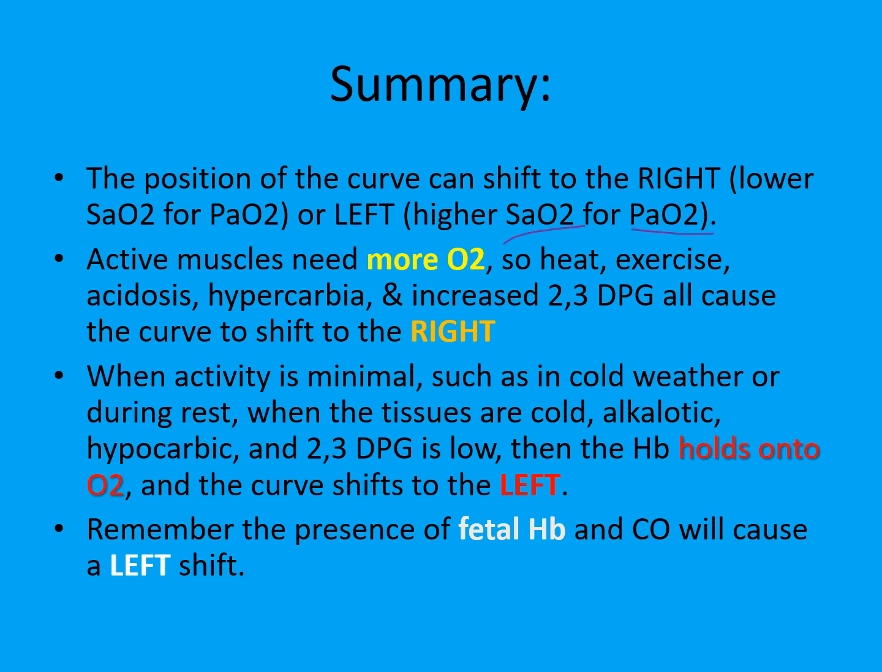Active muscles, they're going to need a lot more oxygen, right? If you're running up and down stairs or anything like that, you're going to consume more oxygen because your tissues need more oxygen. You have a higher metabolic rate. You're using more glycolysis, right? So heat, exercise, acidosis, hypercarbia, which is high CO2 levels, and increased 2,3 DPG all cause you to shift to the right.